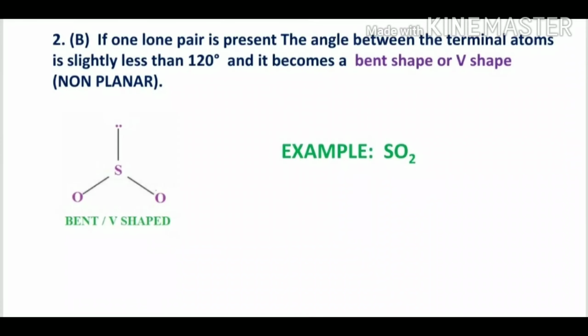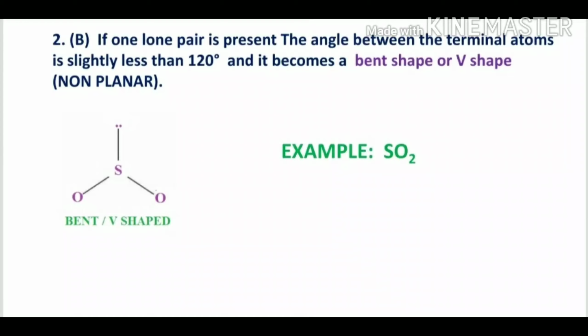Next one is 2b, another section of this second one. If one lone pair is present, now because in the previous case the three bond pairs are present, now instead of one bond pair, one lone pair is present. Now the angle between the terminal atoms is slightly less than 120.